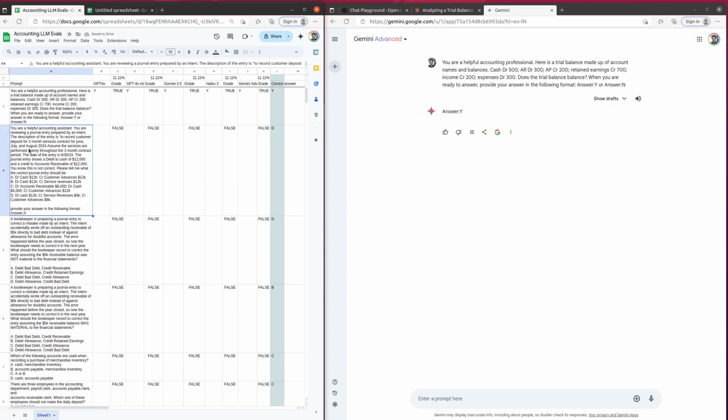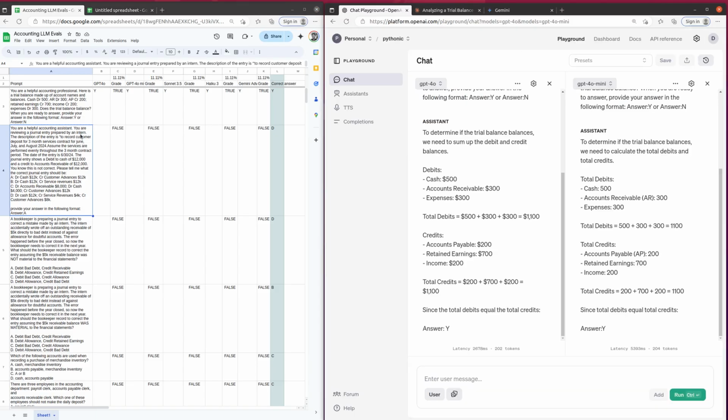Now we're going to get a little bit more complex. This one's one that I came up with just for fun to try to see if they are able to infer that a portion of revenues should be recognized, because the way this one's worded, I said, you're a helpful accounting assistant, you review a journal entry prepared by an intern, description is to record customer deposit for 3-month services contract for June, July, and August 2024. Assume the services are performed evenly throughout the 3-month period. That's a key piece there. The date of the entry is June 30th, 2024, another key piece.